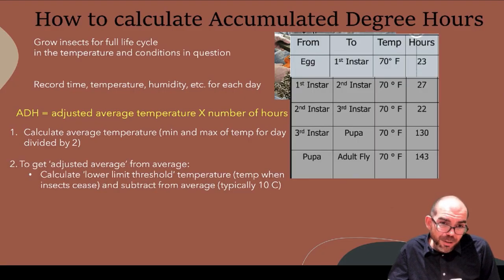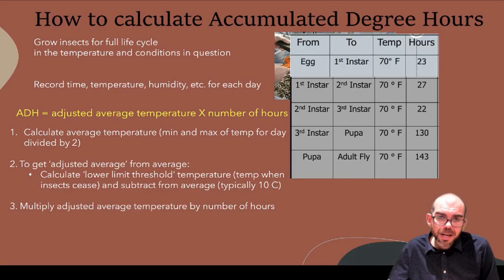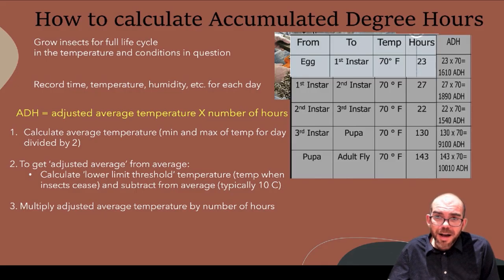We need to get the adjusted average though, and not just the average. And here's why. A lot of insects have what's called a lower limit threshold. There's a temperature at which their metabolism shuts down and they cease to develop. We need to account for that and adjust our numbers accordingly. So to get the adjusted average, you calculate the lower limit, typically 10 degrees for most insects, and subtract it from the average you got in the lab. After doing that, you then just multiply by the number of hours, and now you have your ADH for each phase. So you can see here for the egg, we had 23 hours at 70 degrees Fahrenheit, multiplied together for an ADH of 1,610.